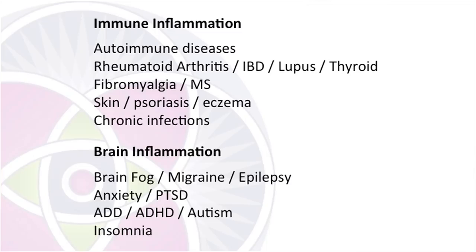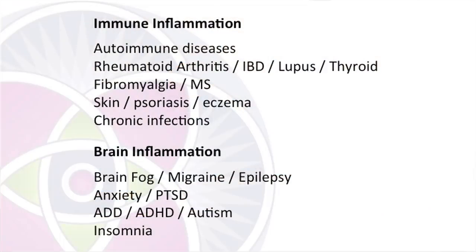If your immune system is inflamed, you might be suffering from autoimmune diseases like rheumatoid arthritis, inflamed bowel disease, lupus and thyroid, or fibromyalgia, or even MS, and your skin, psoriasis and eczema, and all sorts of other chronic infections. Do you realize many of these things didn't even exist 100 or 150 years ago? Incidence of these kind of diseases is growing throughout the last century because of the environmental load of toxins that we are now absorbing into our systems.